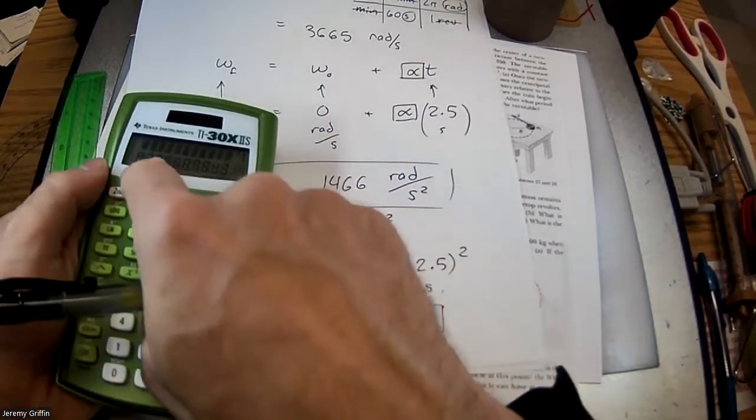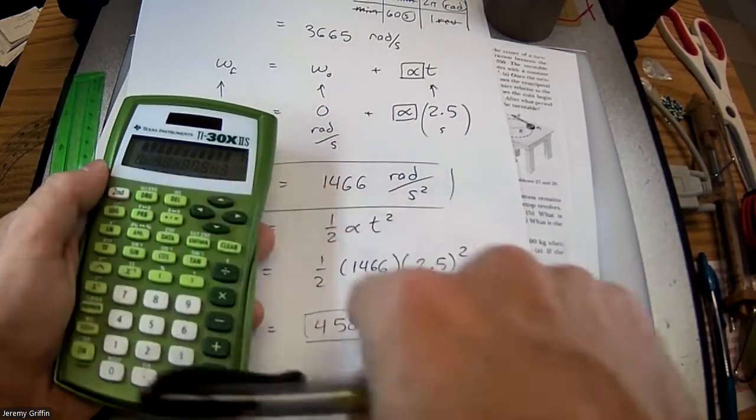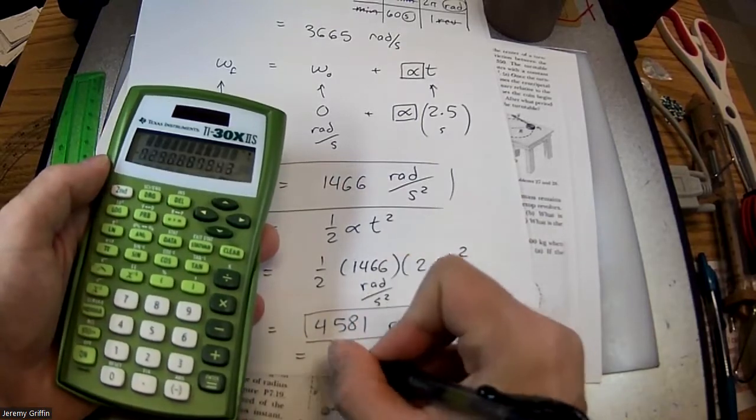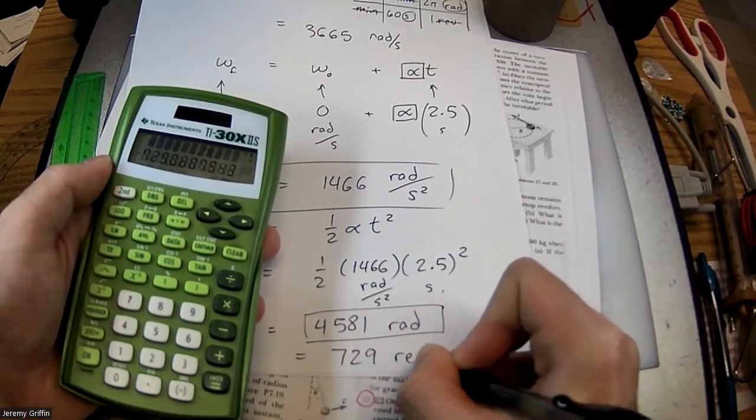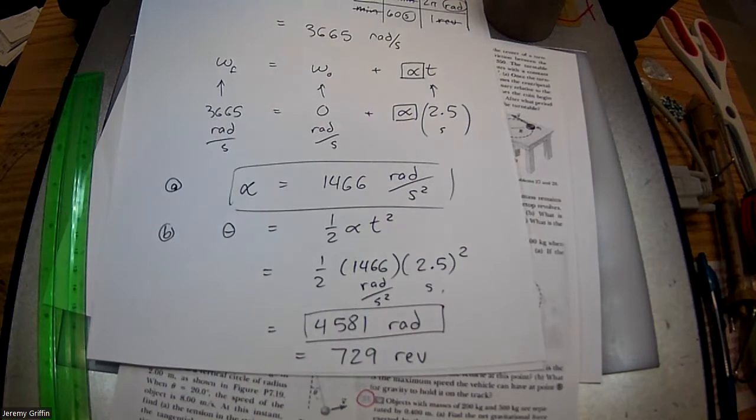Most guys probably do that just in case, right? So another way to quantify this is 729 revolutions. 729 rev. A little bit different way to think about it. Okay.